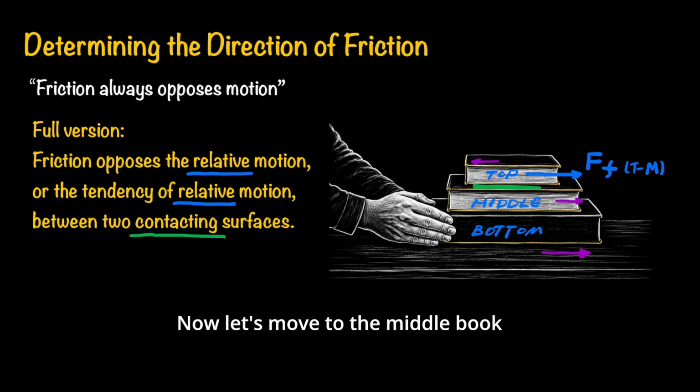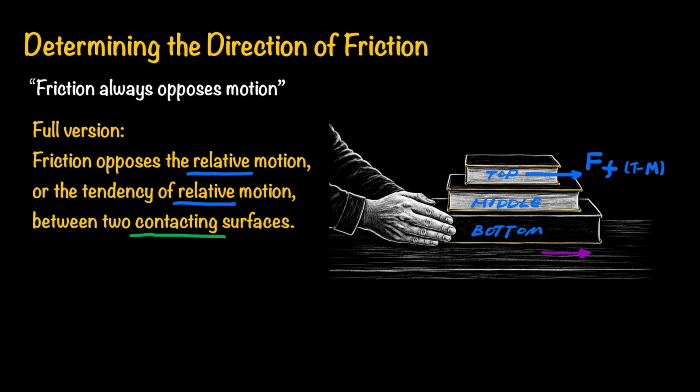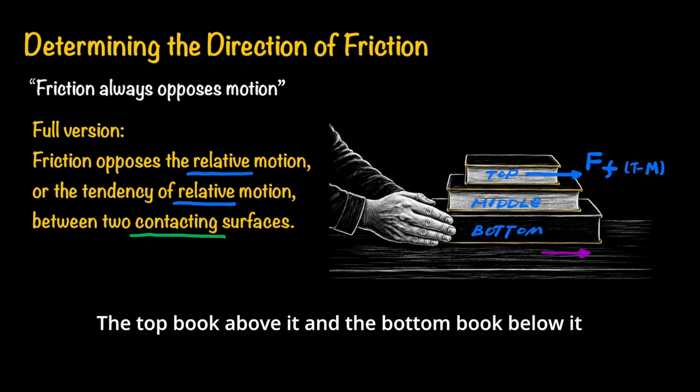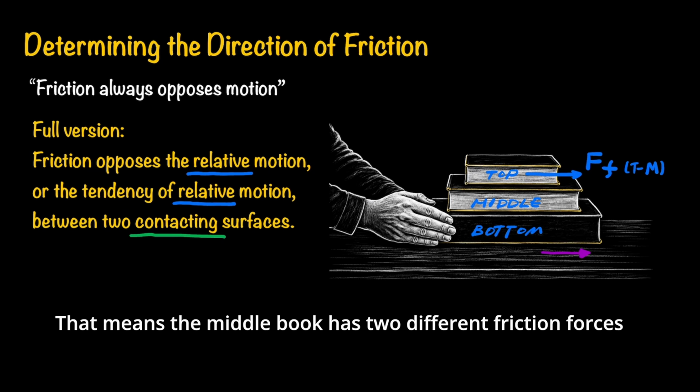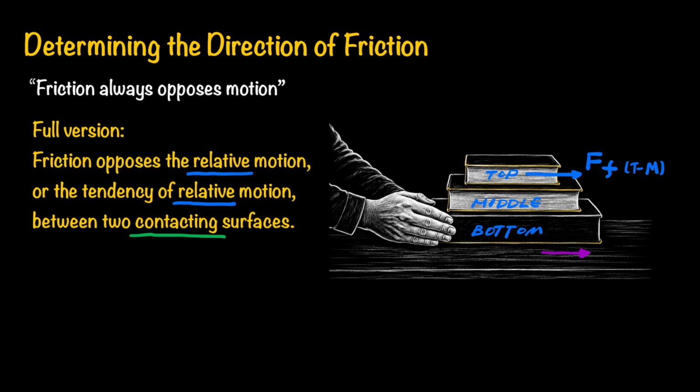Now let's move to the middle book. This is where the problem becomes more interesting. The middle book is in contact with two different books: the top book above it and the bottom book below it. That means the middle book has two different friction forces, and we need to analyze each contact separately.